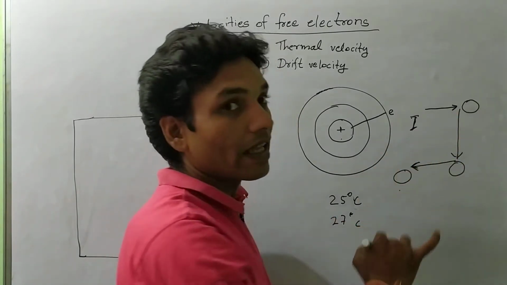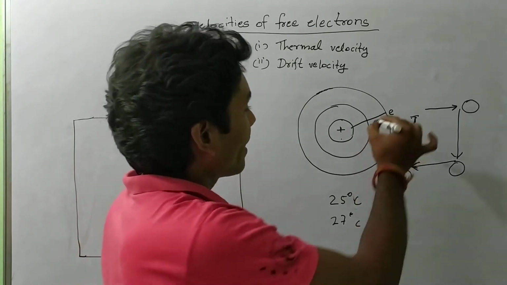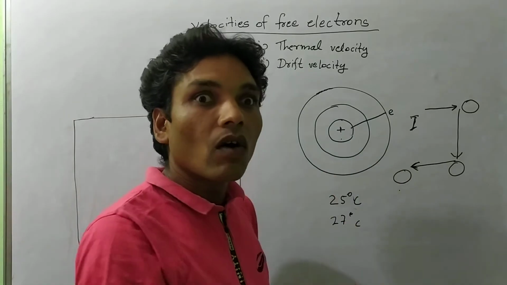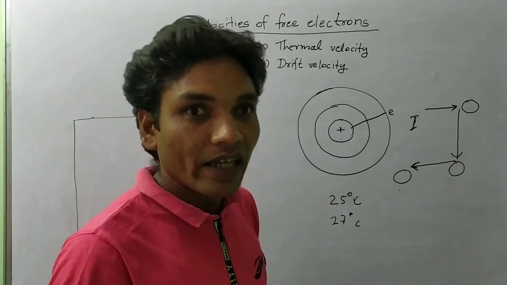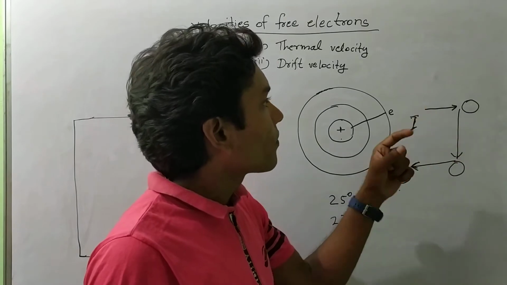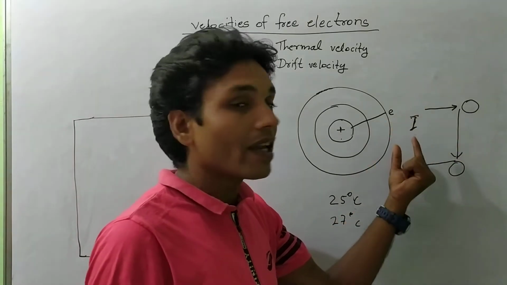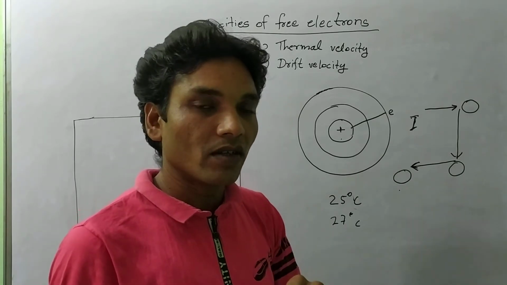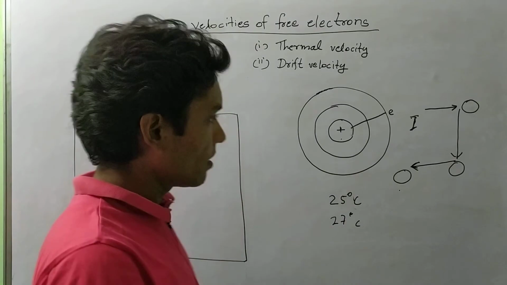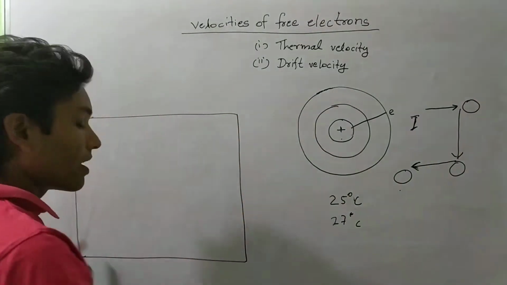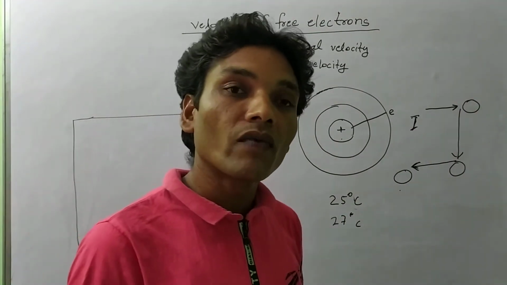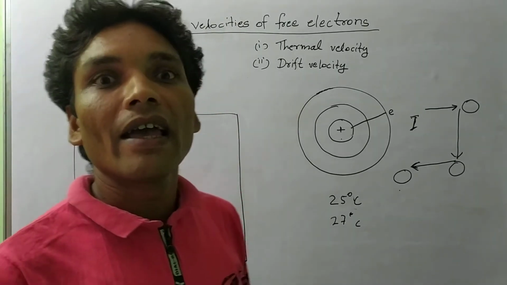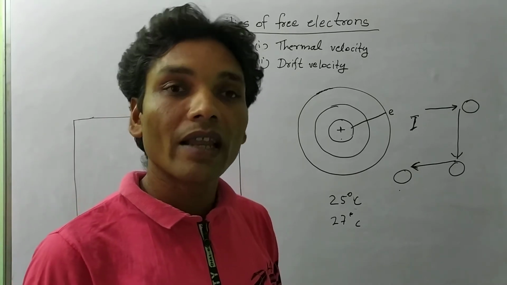This motion is random, and the electron is detached from the atom by gaining thermal energy, and that is why the velocity of this free electron is called the thermal velocity. Now, let the conductor be made of a huge number of atoms, and that is why the conductor has a huge number of free electrons.